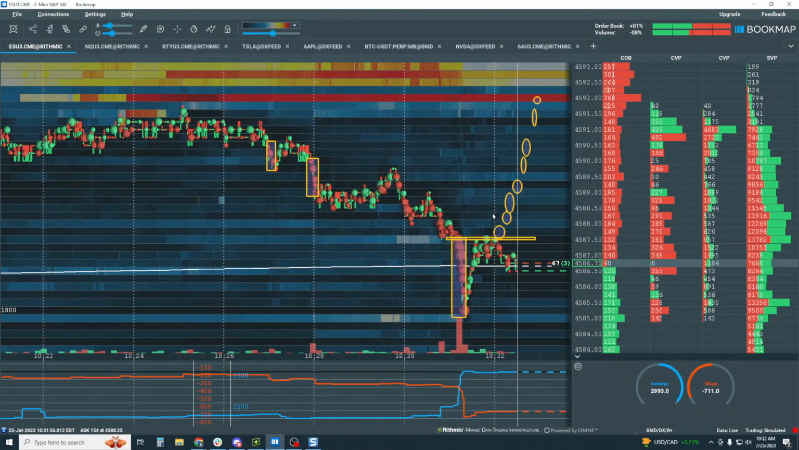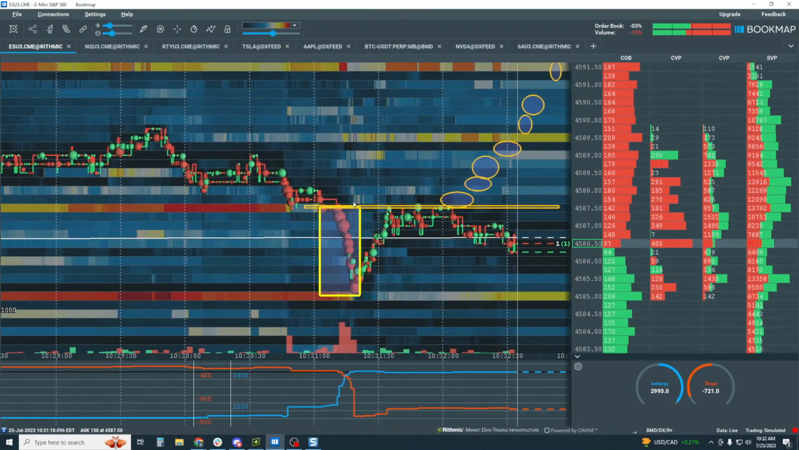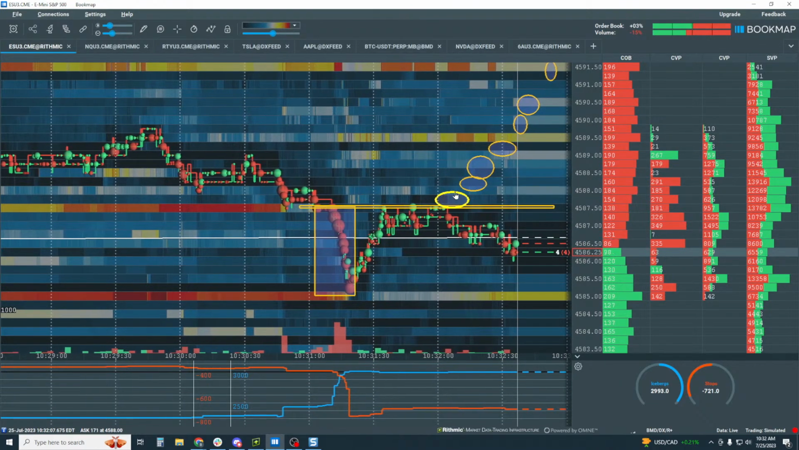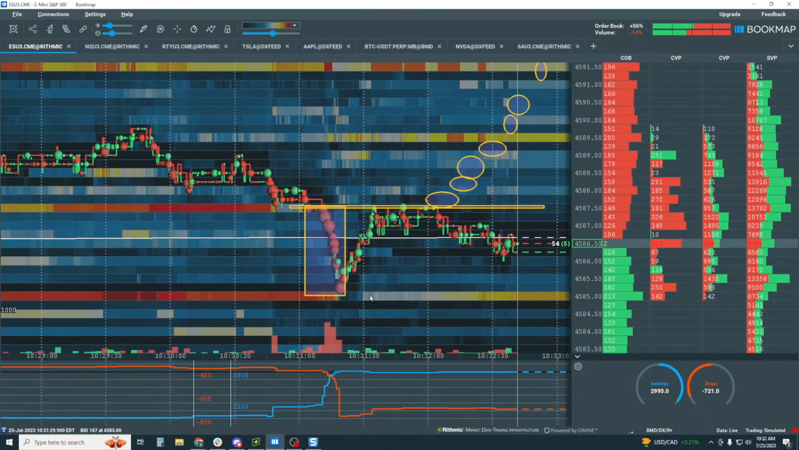Okay. Now, however, this is what we want to understand. It's either above it and it rejects, or it stays below it and it stays in this new range here.